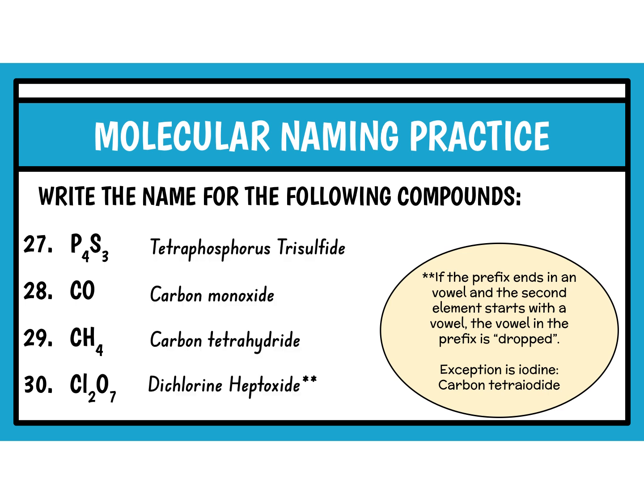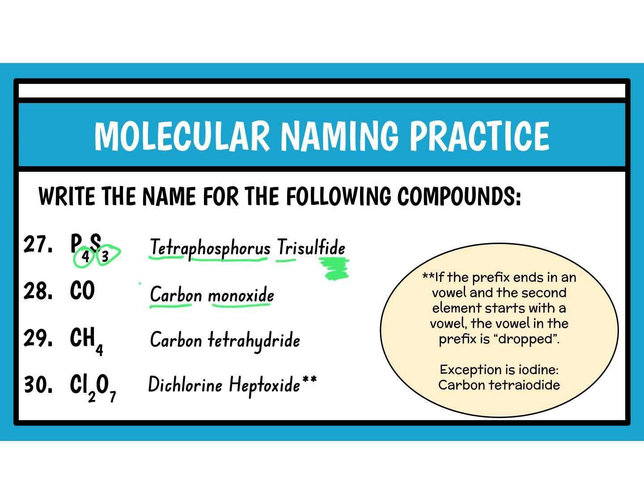Okay, so on this one, when we look here, notice I've got four, so I'm going to use tetra and then phosphorus. Again, notice how the first element's name stays the same. We didn't change it at all. Then I've got three sulfurs, so I'm going to use tri, but then we added the sulfide here, just as a reminder. We're going to call this one tetraphosphorus trisulfide. Here we've got carbon monoxide. You've probably seen this before.